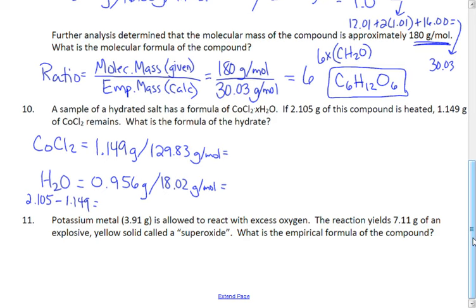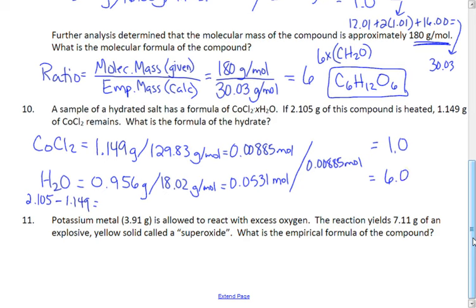So whenever you divide the top, we get 0.00885 moles. When you divide the bottom, we get 0.0531 moles. So whenever you compare them and get the smallest, the top one will be the smallest. So we'll get 1. And whenever we divide the bottom, we get 6. So when we write our formula for this hydrate, we have CoCl2 and then a dot. And then instead of the X right here, we're going to put our number of 6 H2O. So in that crystal lattice structure for the cobalt chloride, you're going to have 6 water molecules trapped for every single formula unit.